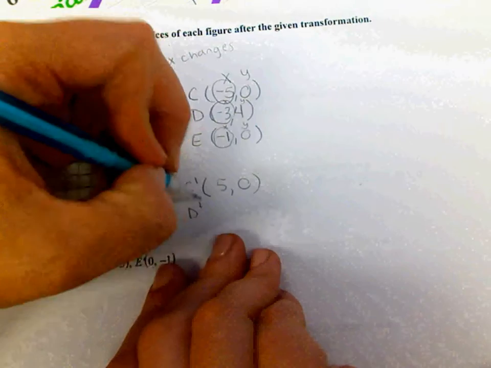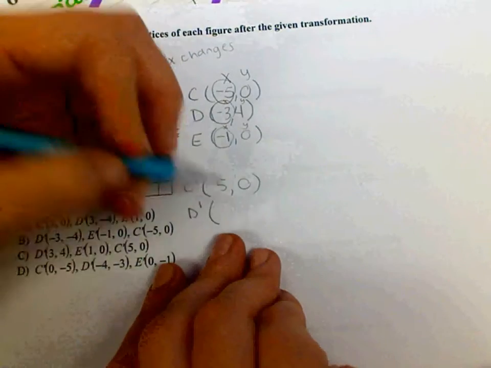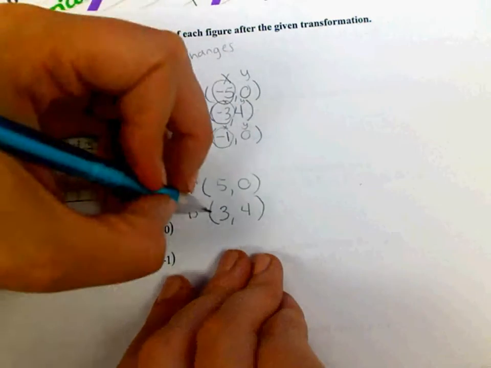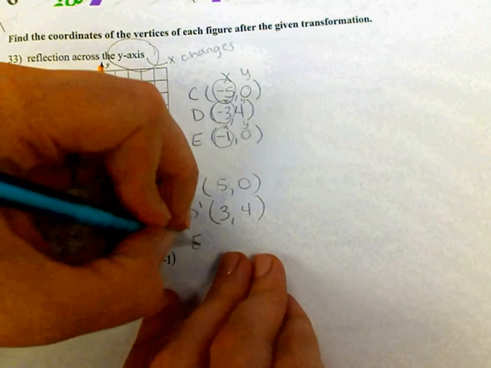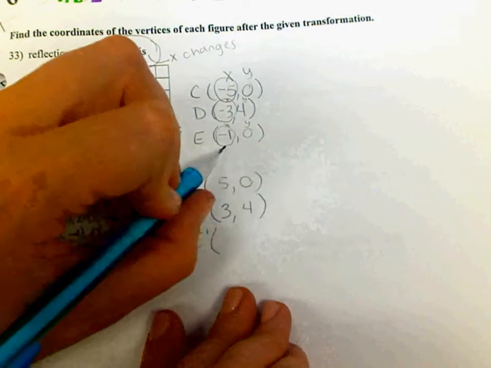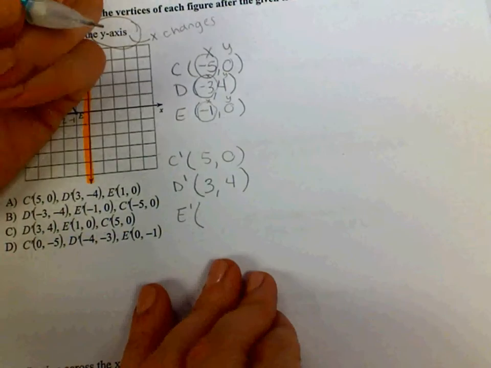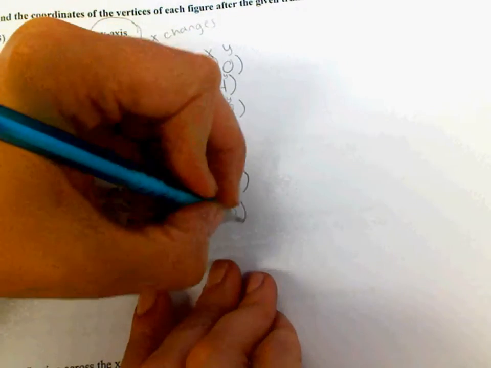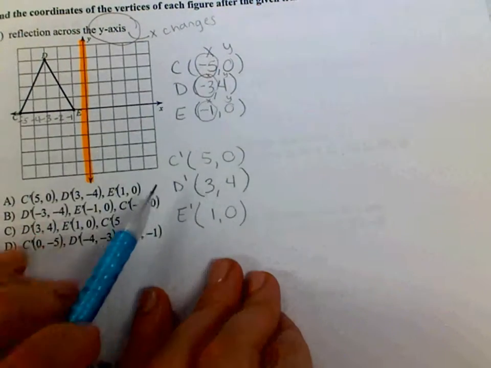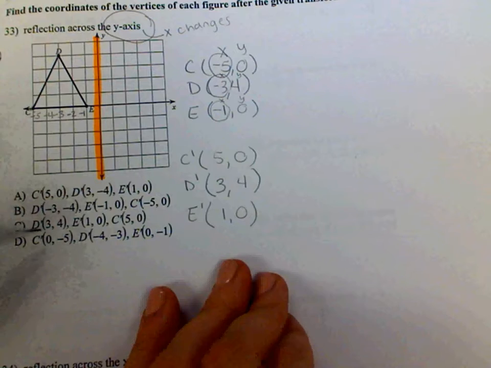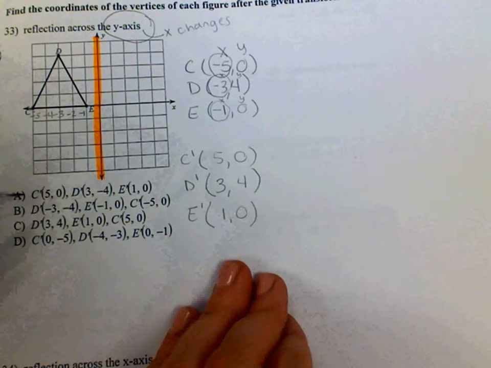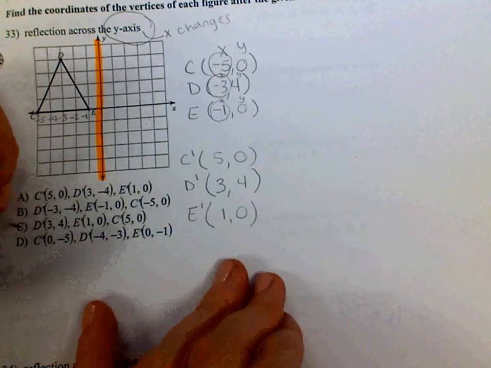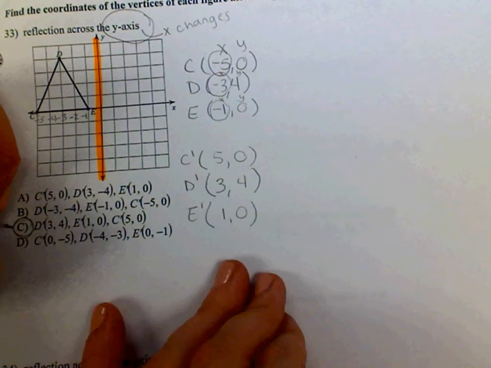D prime will be +3, +4. The -3 changed to +3. E prime will be +1 and 0. Okay. Looks like that matches up with, so C is 5, 0, 3, 4, 1, 0. That matches up with answer choice C.